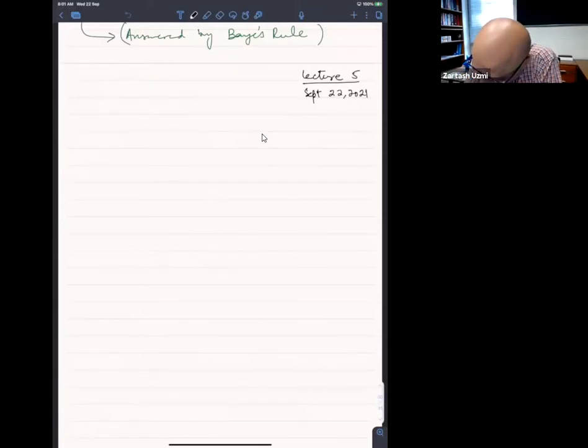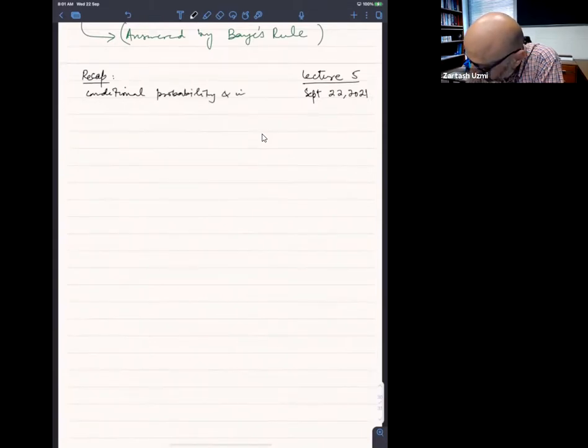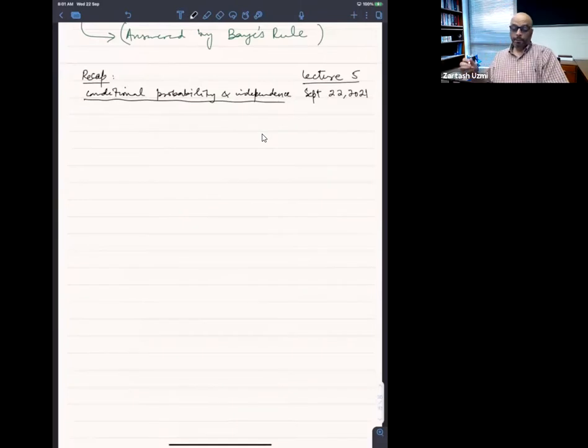So I'm going to do a very quick recap of last time. Last time we talked about conditional probability and independence. Conditional probability, which is also a probability, and independence. So we'll continue with these topics today with a few more examples.